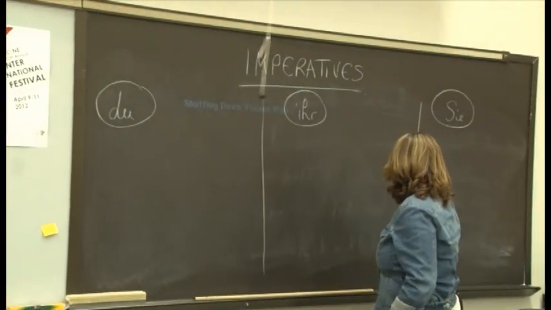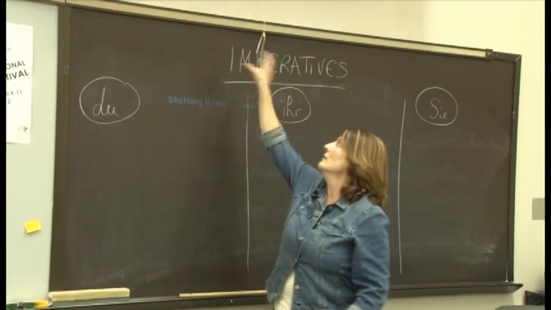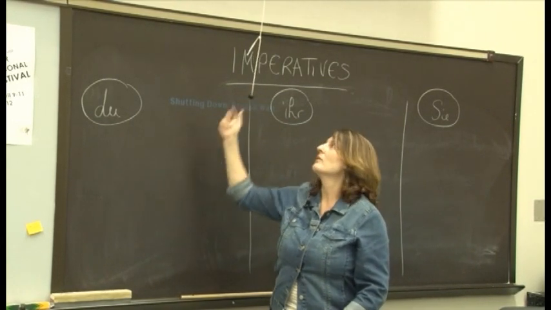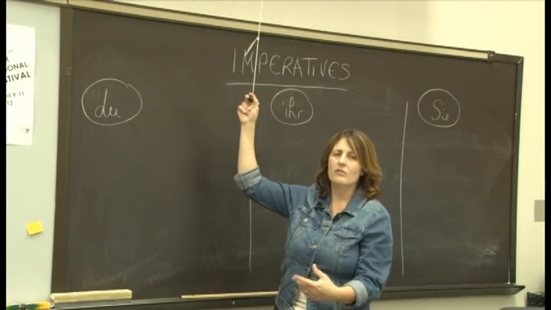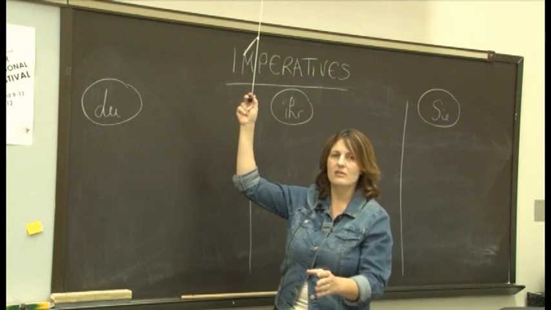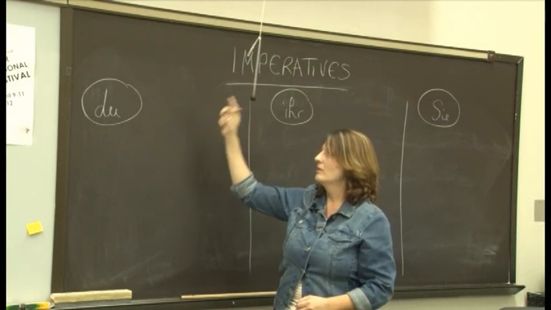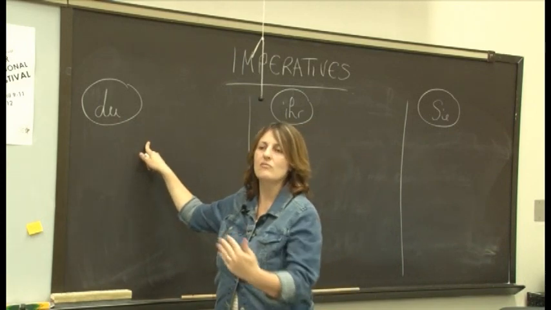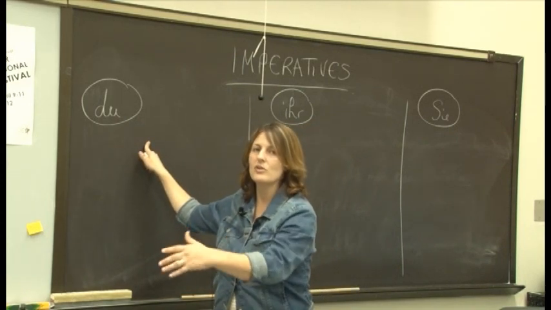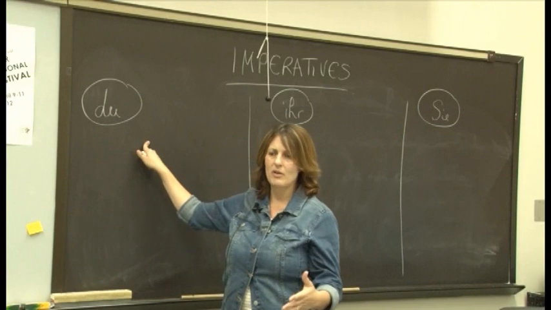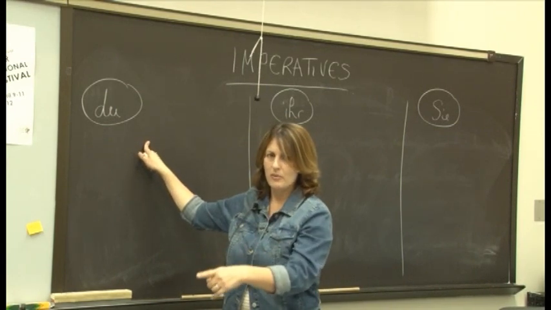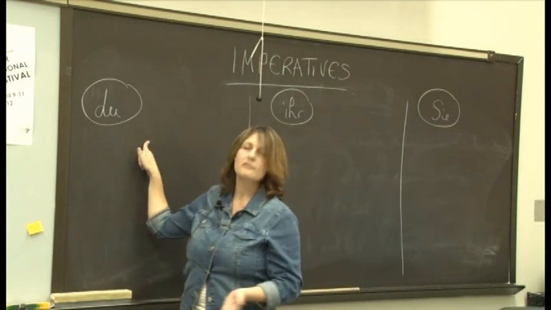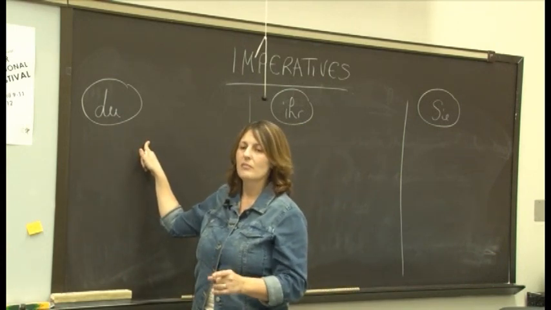Let's see if you can already make some examples. So we want to give commands or directions. We want to tell somebody what to do. We're talking to one person only. For example, I'm talking to one child. I'm a mom, I have one child, and I'm going to tell my one child, clean up your room. How would you say that? Think about it. Clean up your room.